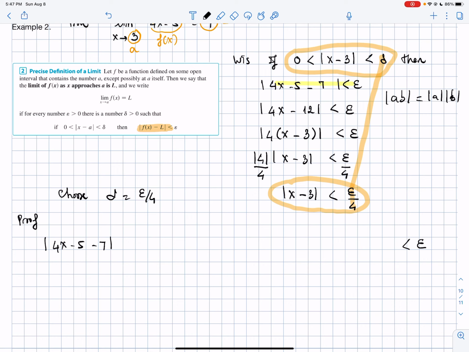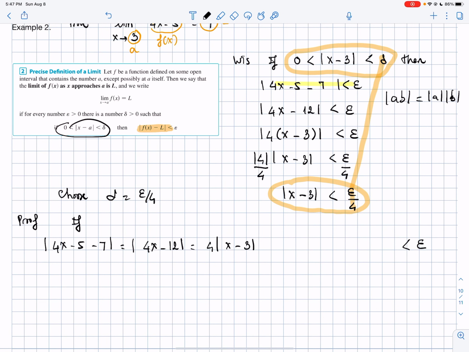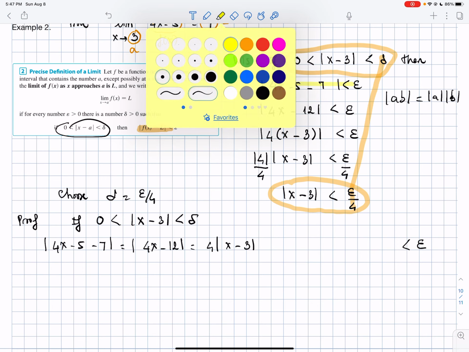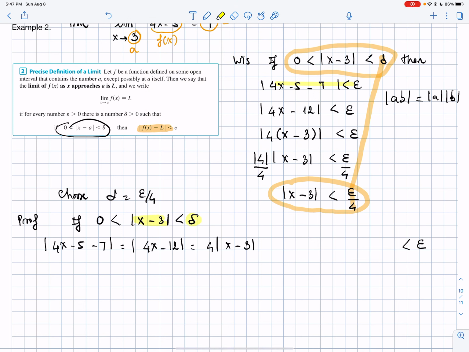Okay, so now just go back to whatever we did before. We simplify 4x minus 12, and then we factor out the 4, so we get x minus 3. Okay, but what did we say about the delta? So we said from the beginning that we have, if the distance from x to 3 is less than the delta, okay, so x minus 3 less than delta.